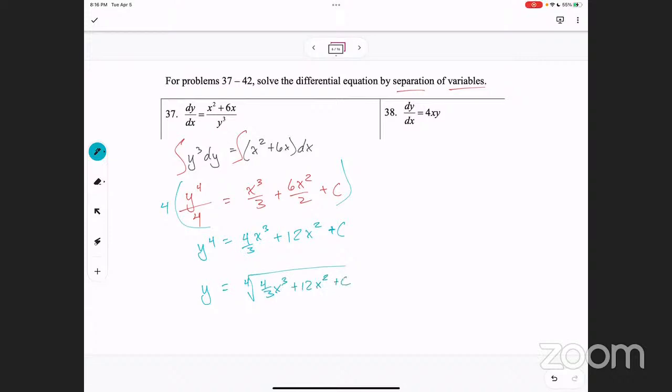You don't have to do 38. I was thinking integration by parts, but no, that's not needed. This is just separation of variables.